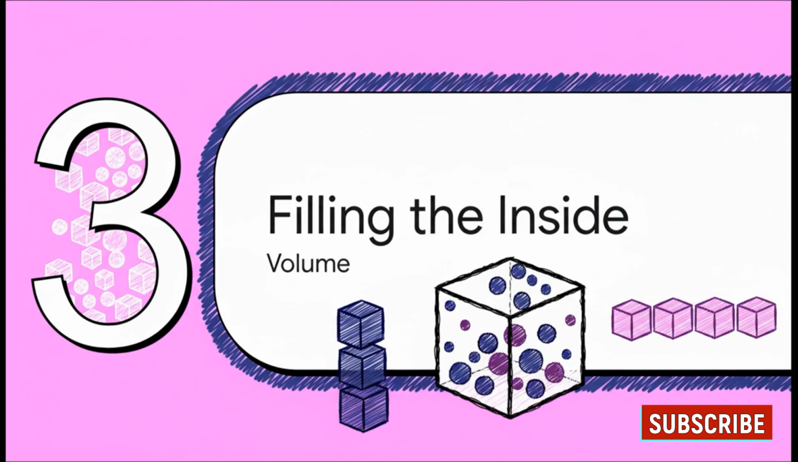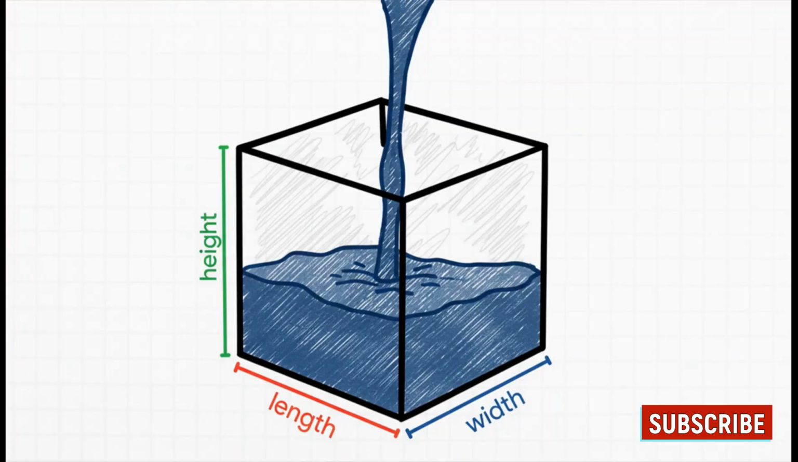Okay, so we've totally wrapped the outside of our cube. Now, let's shift gears and move to the inside. We're going to figure out how much space is inside the cube. And that, my friends, brings us to the concept of volume. So what is volume really? It's just a measure of capacity. How much can something hold?